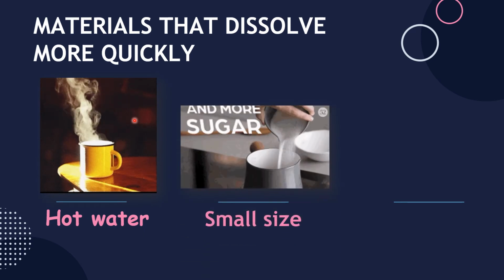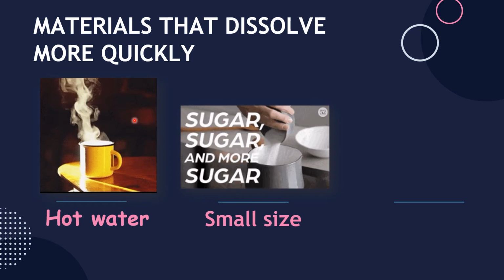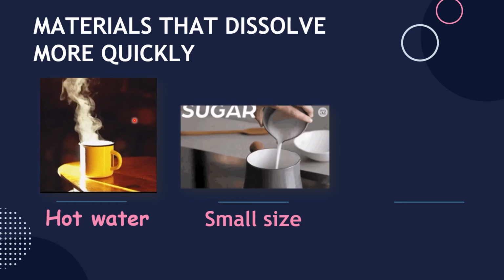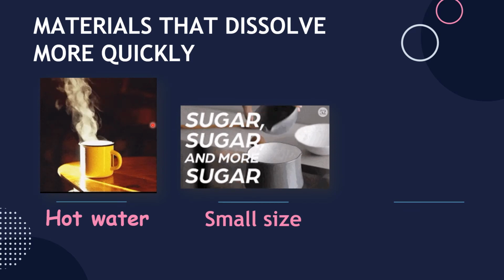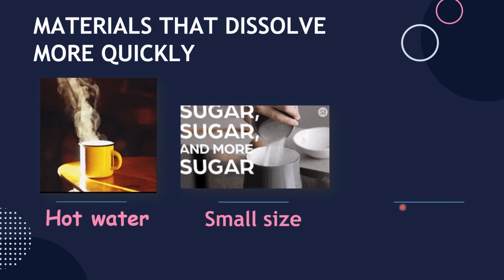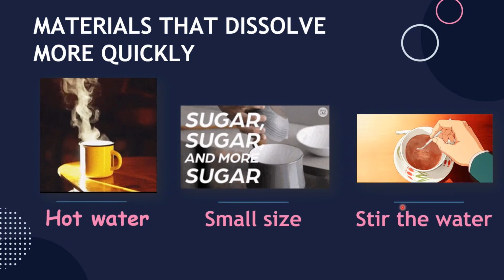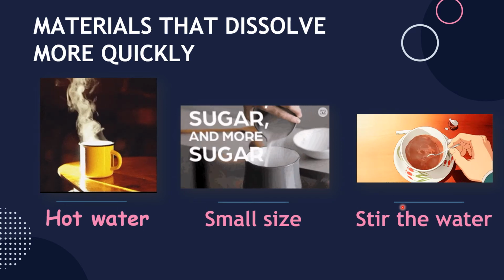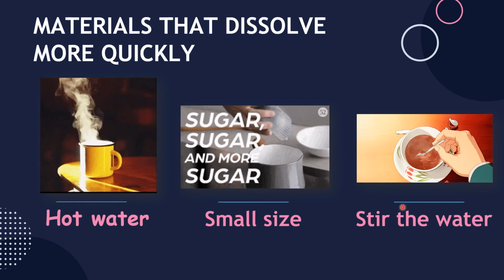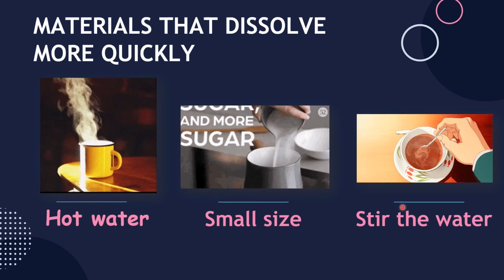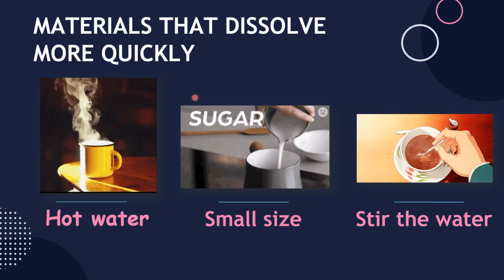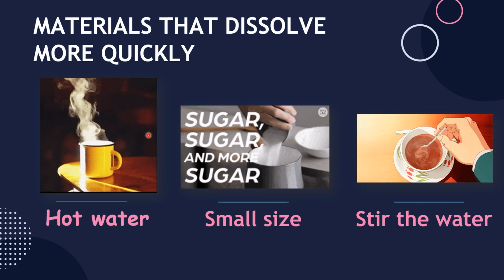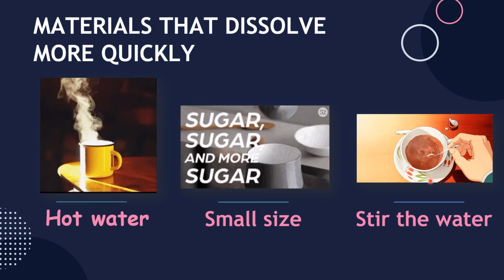And then use the small size materials, okay? Use fine sugar or coarse sugar instead of sugar cube. And then stir the water. Okay, it will speed up the process. It will make the materials dissolve more quickly. So these are 3 ways to dissolve materials more quickly.